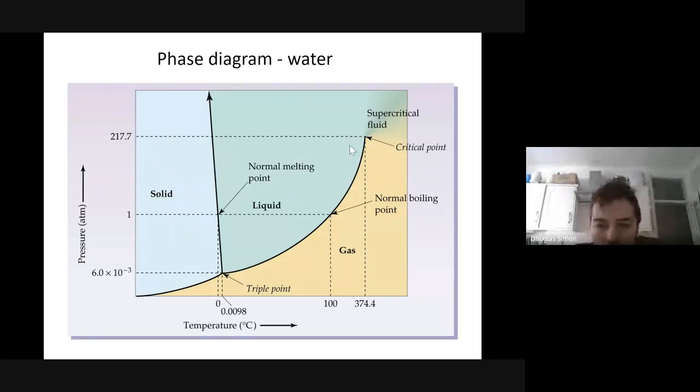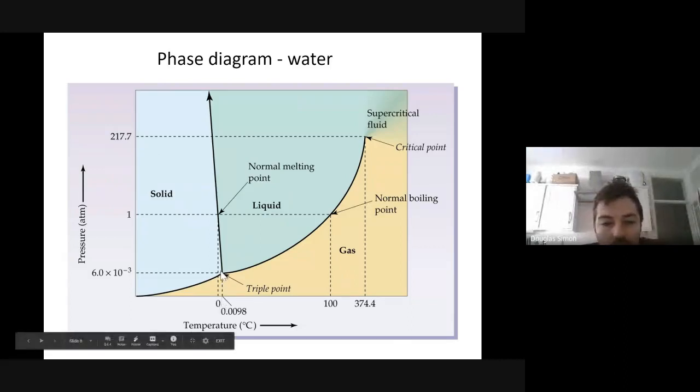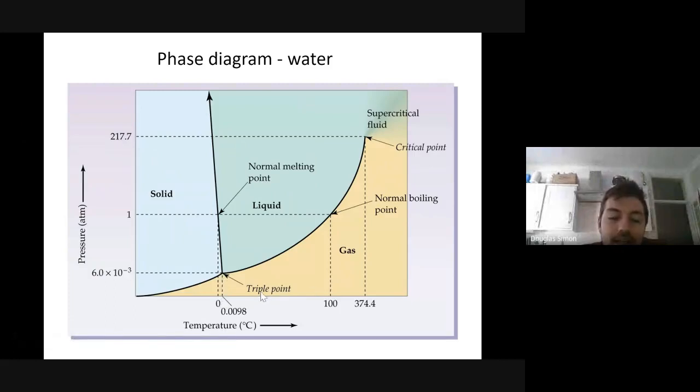Now, there's two other points on this graph that are worth highlighting. There's this triple point here. This is a very special point at this temperature, where you can actually exist at all three phases at once. All right, so it can be a solid, a liquid, or a gas at the same temperature and pressure. Just like at 100 degrees Celsius, it can be a liquid or a gas, or at 0 degrees Celsius, it can be a solid or a liquid. At this point, it can be all three, and that's called the triple point.